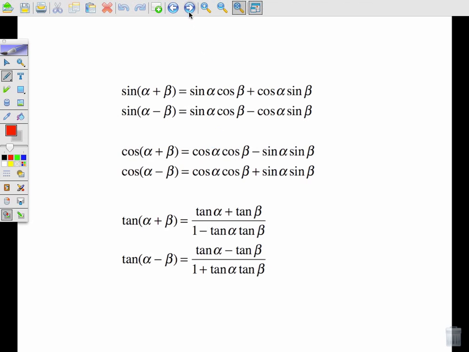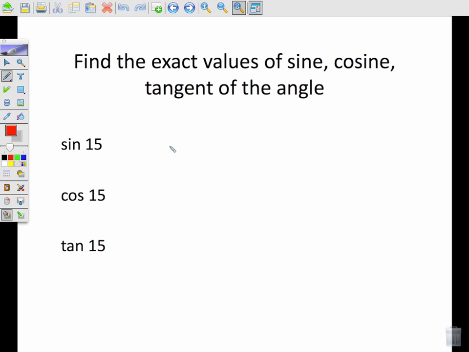All right, here's what we've got. So find the exact values of each of these. So sine 15, we would actually find it by doing sine of maybe like 45 minus 30. You can do either 60 minus 45, but you do need to make sure that you use the angles from the unit circle. And then we would take and do sine of the first angle, 45, times cosine of the second angle, 30, minus cosine of the first angle, 45, times sine of the second angle, which is 30.